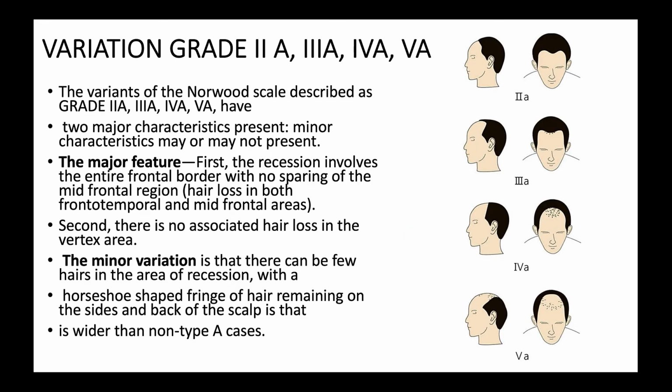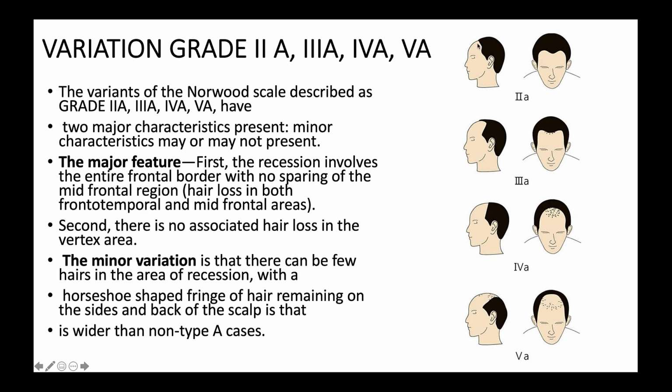Now let's talk about the variations: grade 2A, 3A, 4A, and 5A. In the variation of the Norwood scale described as grade 2A, 3A, 4A, and 5A, two characteristic major features are present. Minor ones may or may not be present, but what are those two characteristic features? The recession involves the entire frontal border. As I said, there is receding of the hairline in the frontal region as well as the frontotemporal region, but routinely there is more deepening of the frontotemporal space and less receding of the midfrontal area.